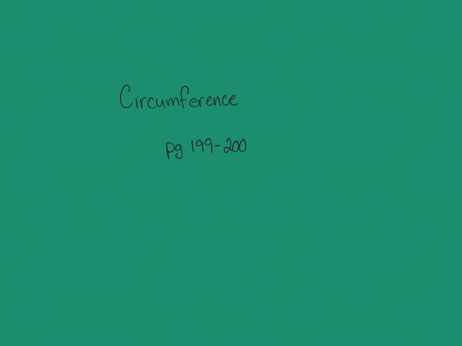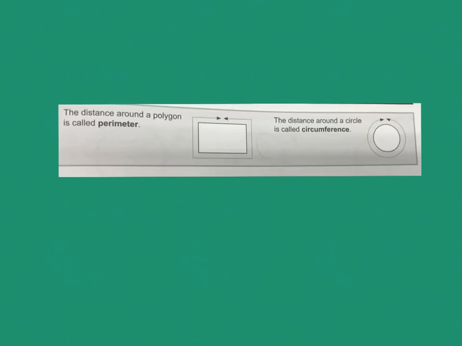Today's lesson is on circumference and covers pages 199 and 200. Before we start looking at the questions, we're going to learn about some vocabulary. As you remember, the distance around a polygon, which is just a shape, is called the perimeter. For a circle, we have a special word for perimeter: the perimeter of a circle is called the circumference. So this is the distance around a circle.